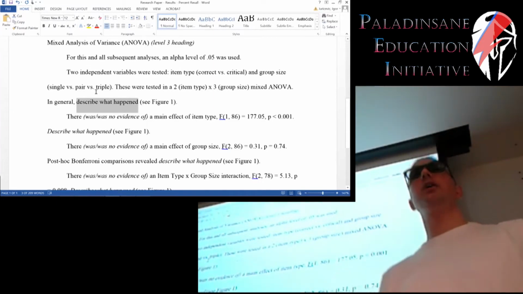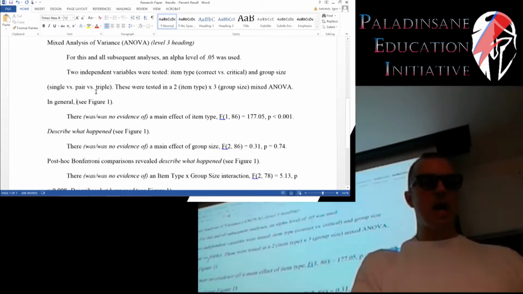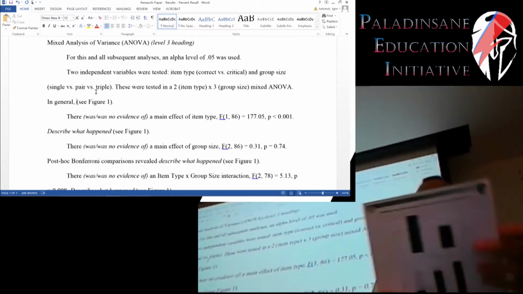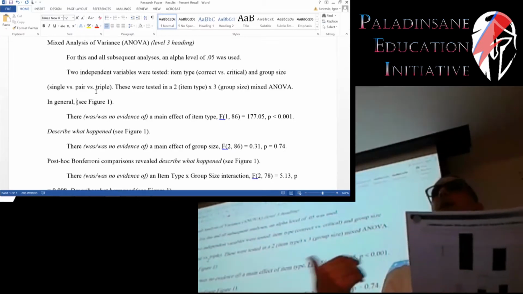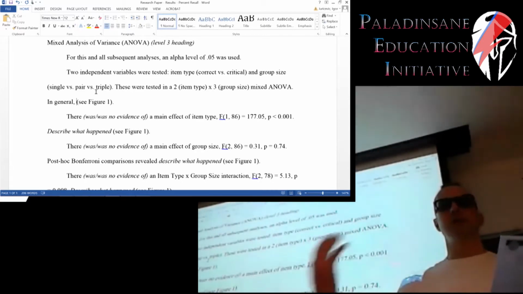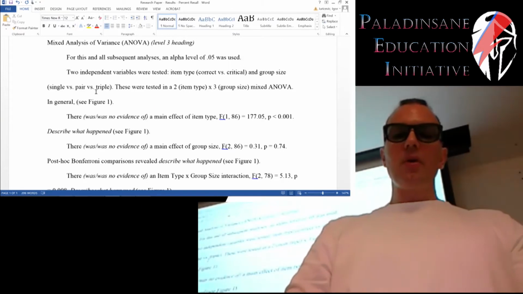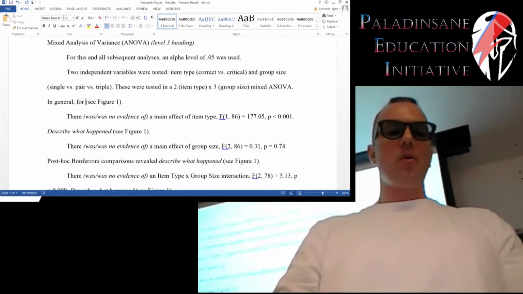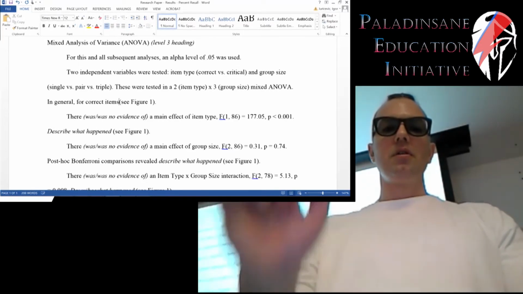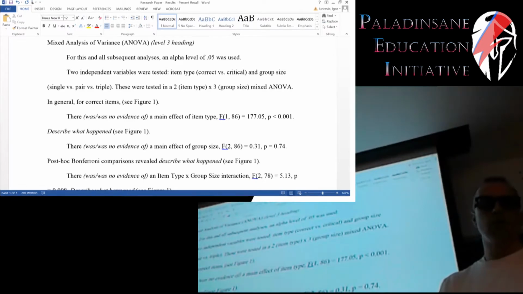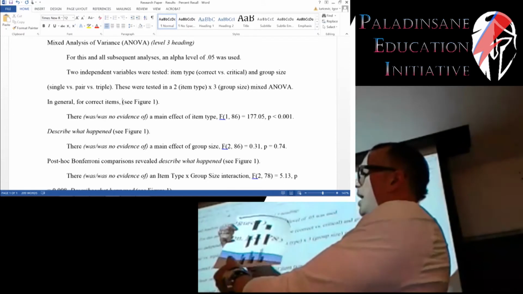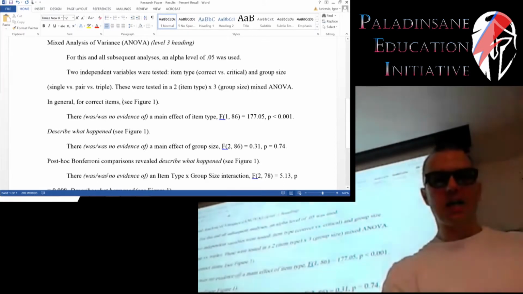Okay, so in general now, we have to describe what happened. The most straightforward thing to do in a results section, if you have an interaction, which we do, is to describe the interaction. So as simply as we can, we want to say, in general, for correct items, what happened? What happened for the correct items? You can see it on the bottom graph, let me bring that up.